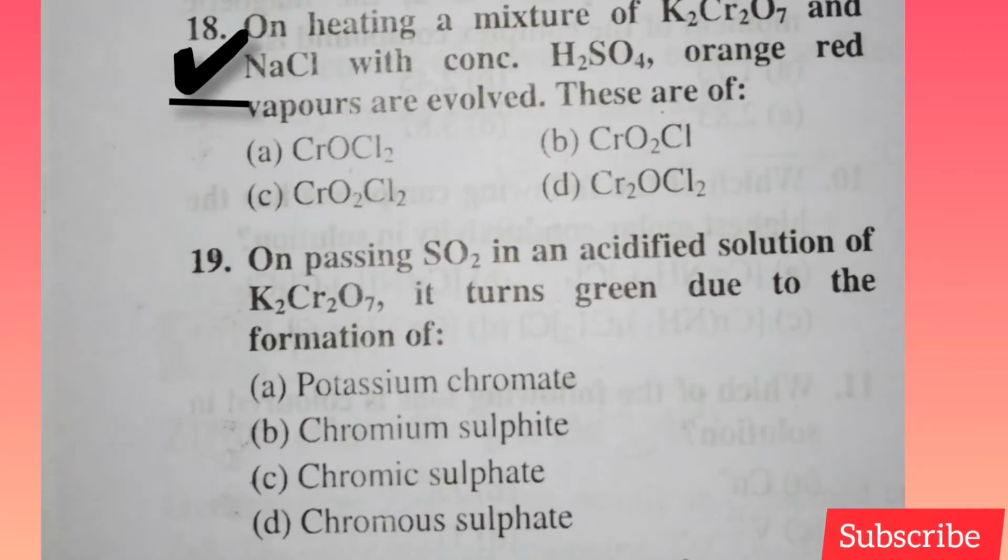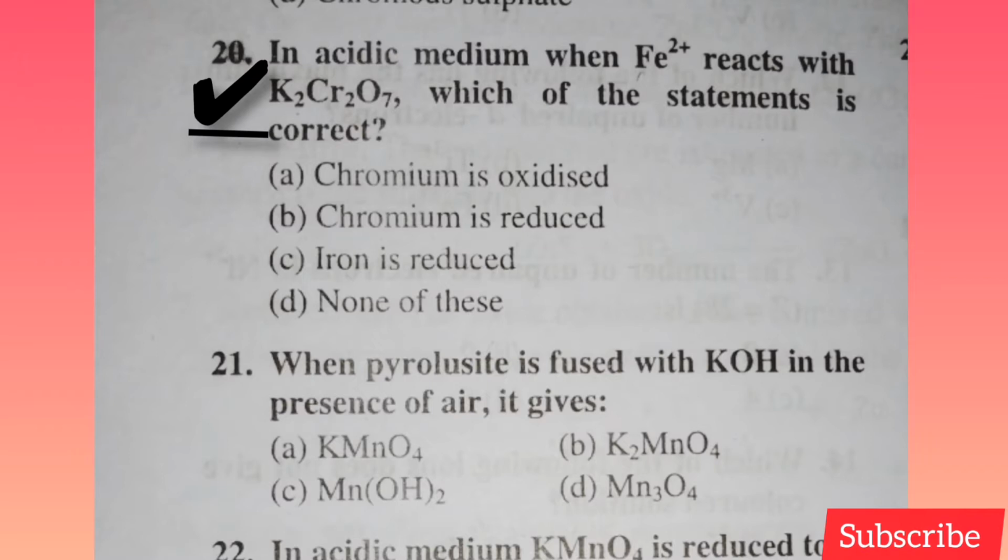K2Cr2O7 and NaCl with concentrated H2SO4, orange red vapors are evolved. These are of, option C is correct, CrO2Cl2. On passing SO2 in an acidified solution of K2Cr2O7, it turns green due to the formation of, option C is correct, chromic sulfate. Next question in acidic medium when Fe2 positive react with K2Cr2O7, which of the following statement is correct, option B is correct.